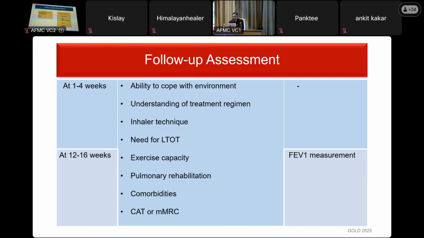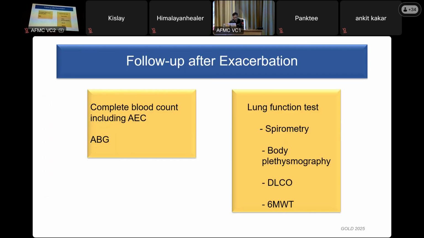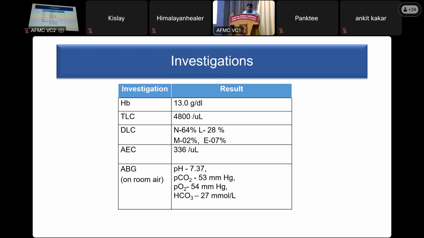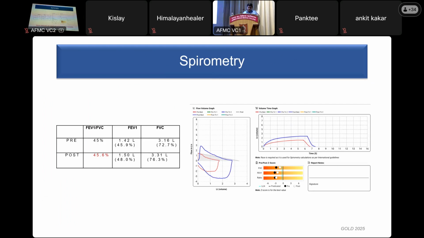Next. My patient came with a complete blood count, including AEC, and ABG. He was made to undergo lung function tests like spirometry, body plethysmography, DLCO, and 6-minute walk test. His investigations were essentially normal. However, his AEC was raised. It was 336 microliters per minute. His ABG pH was 7.37, PCO2 was 53 millimeters of mercury, PO2 was 54 millimeters of mercury, and bicarbonate was 27 millimoles per liter. His spirometry showed severe obstruction with significant post-bronchodilator reversibility.